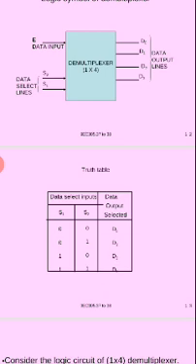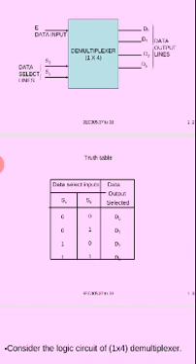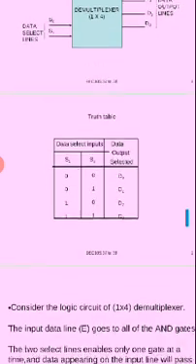For 0, 0, output is D0. For 0, 1, output is D1. For 1, 0, output is D2. For 1, 1, output is D3.